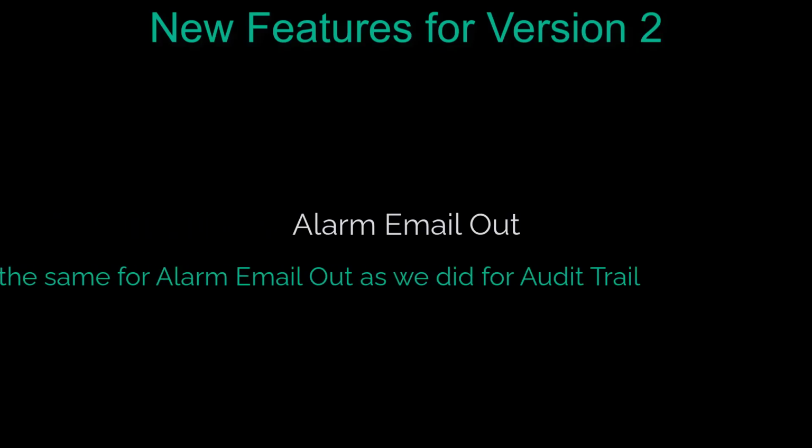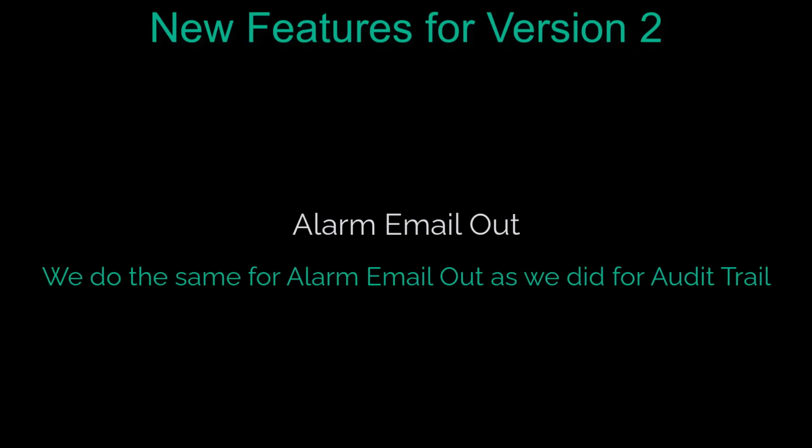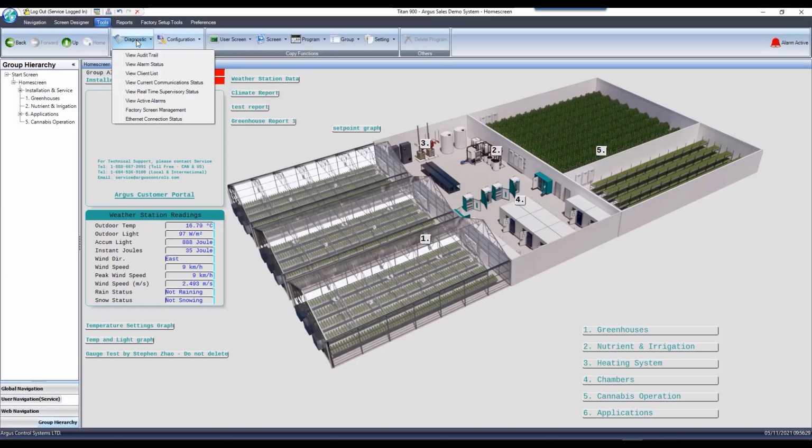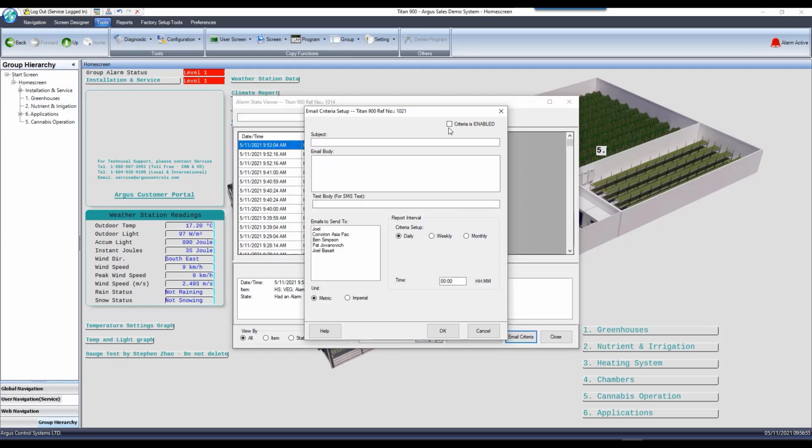Alarm Email Out. We also do the same for Alarm Email Out as we did for the Audit Trail. It's almost identical to the Audit Trail we went over previously with the General section, the emails to send to, the report interval, and the units. Select the Diagnostic menu, click View Alarm Status, click Email Criteria, select the report intervals as required.